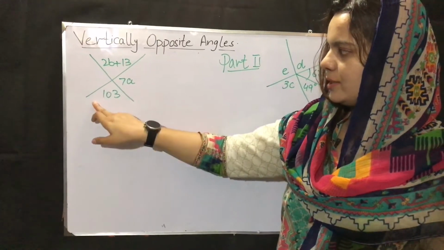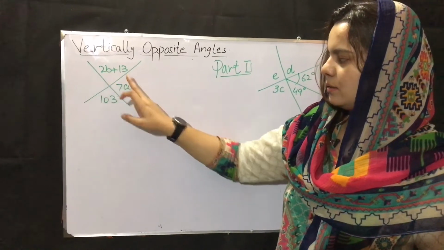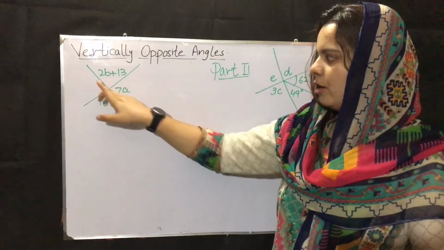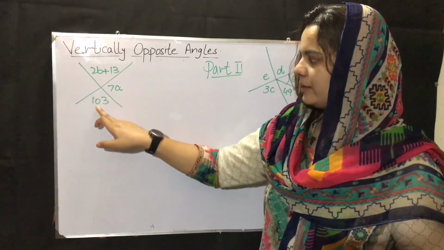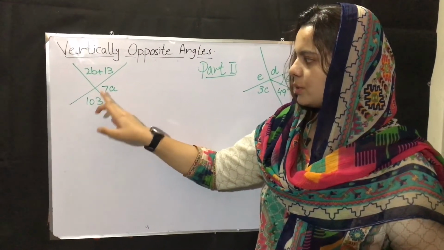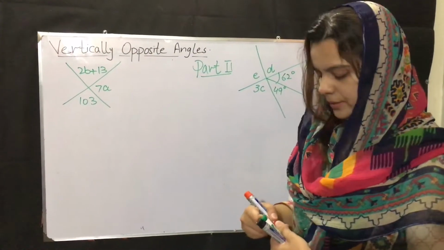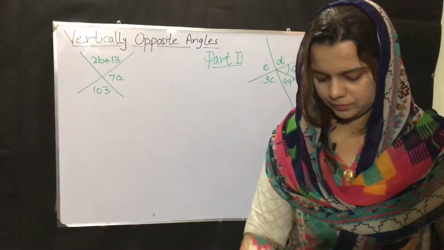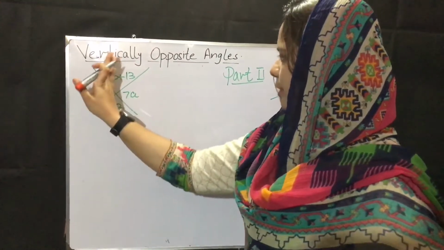Two lines cross each other. Angles are given. First angle is given 2b plus 13. Second one 7a. Both are on a straight line and adjacent angles. And this one is 103 also. 7a and 103 both are adjacent angles.